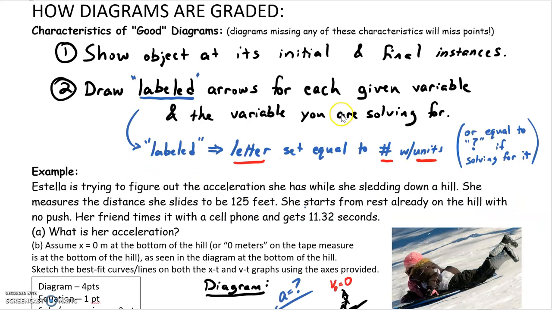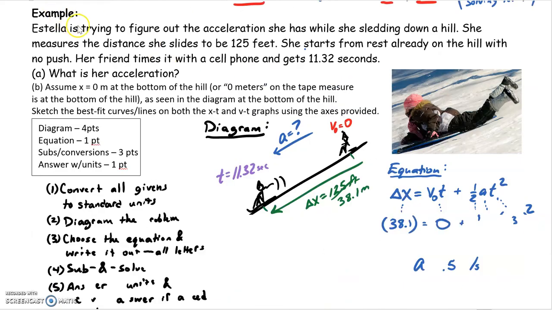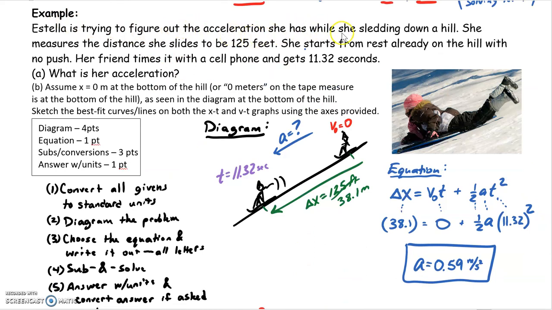I'll explain here using an example. So we have Estella here who's trying to figure out the acceleration she has while sledding down a hill. She measures the distance she slides to be 125 feet. She starts from rest, already on the hill, with no push, so she's already on the slanted part of the hill, the incline. She's starting from rest, and her friend times it with their cell phone and gets 11.32 seconds for her to travel that 125 feet. Again, we want to know her acceleration.